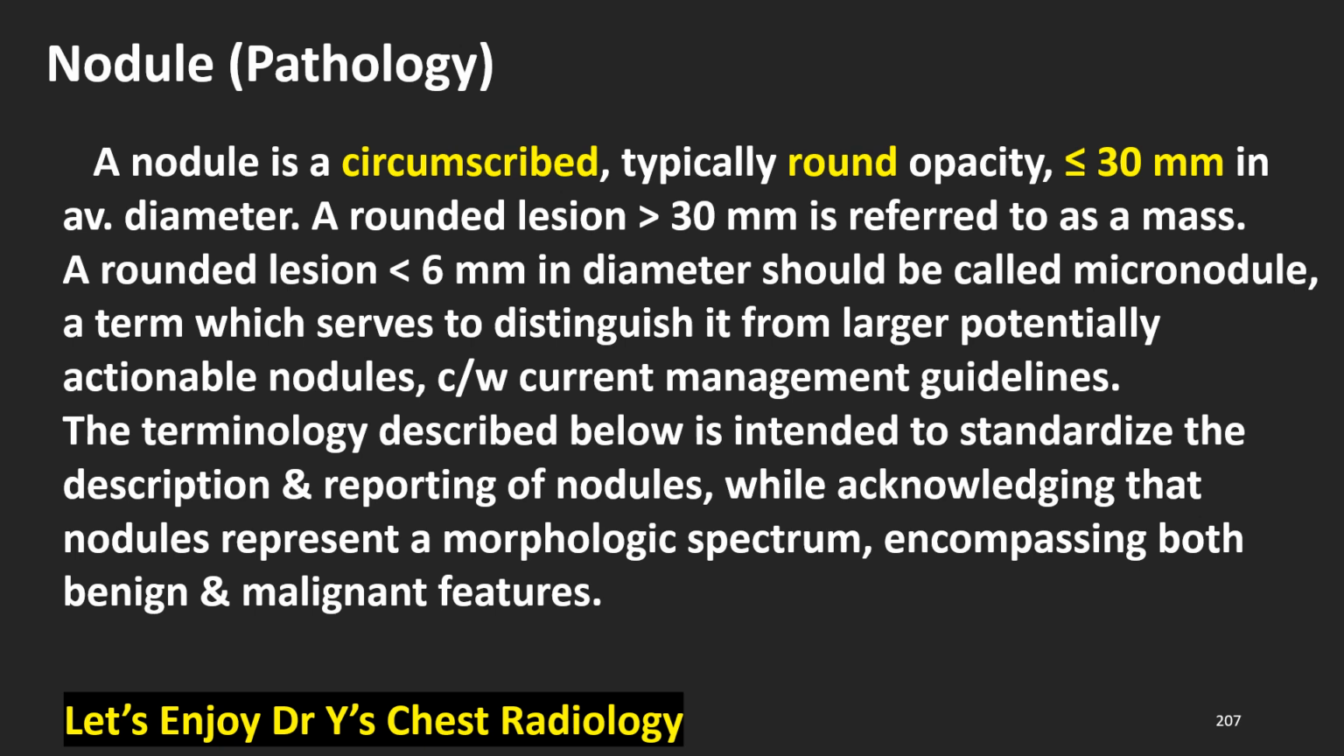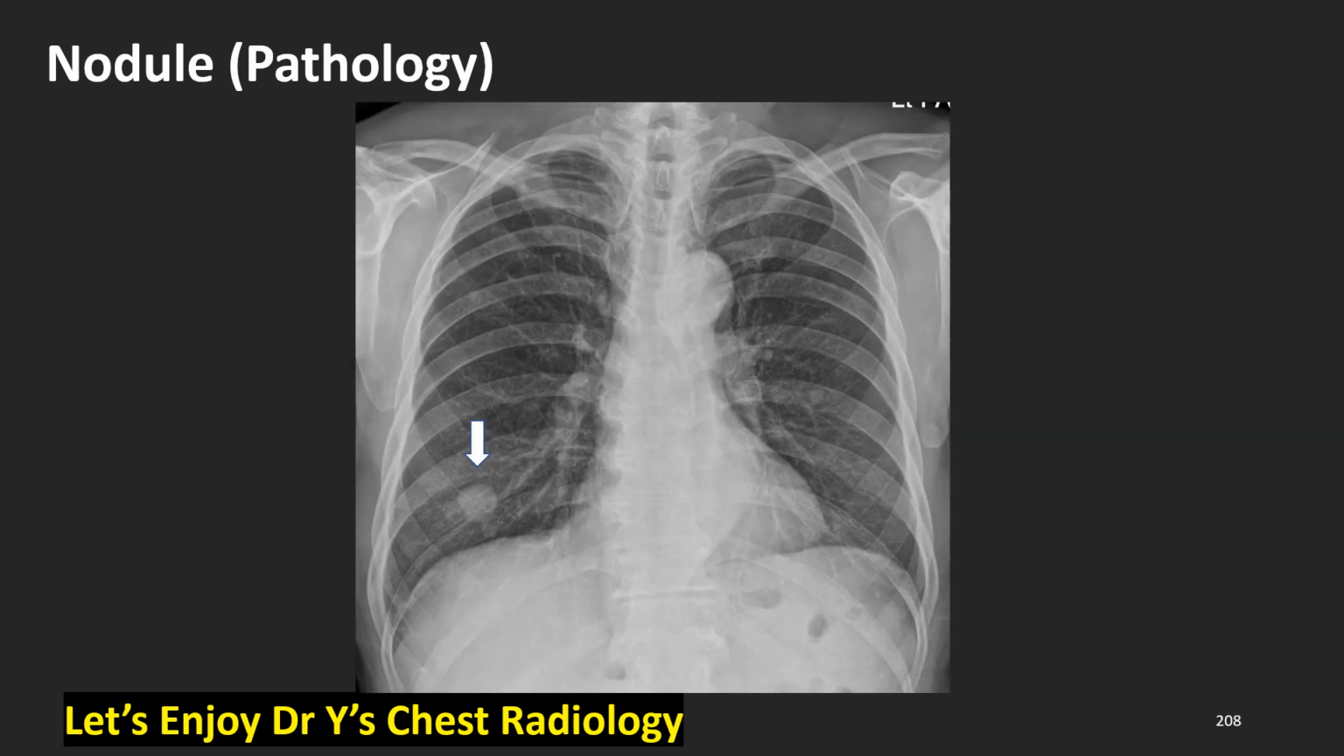The terminology described below is intended to standardize the description and reporting of nodules, while acknowledging that nodules represent a morphologic spectrum encompassing both benign and malignant features. Nodule pathology. Arrow indicates a nodule in right lung.